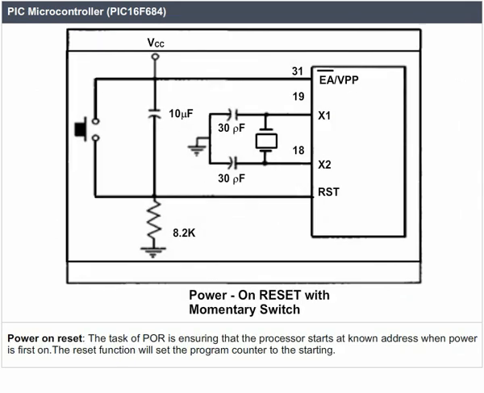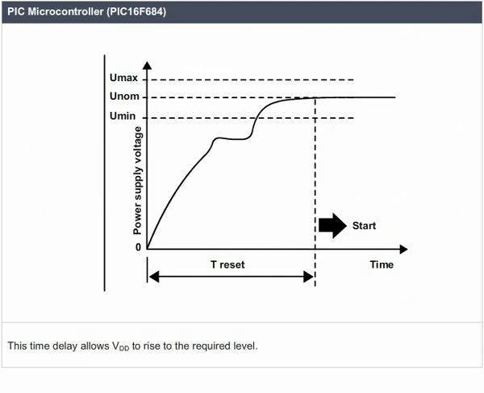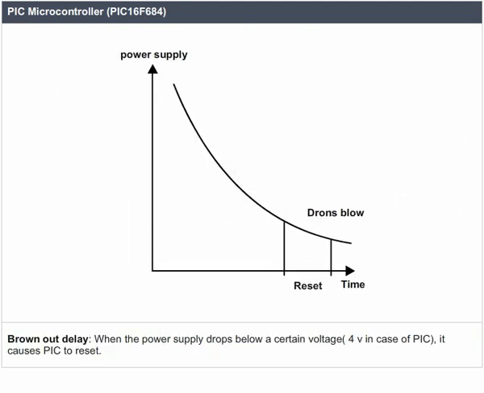Power on reset. The task of POR is ensuring that the processor starts at a known address when power is first on. The reset function will set the program counter to the starting address. Power up timer. A special timer that delays the start of program execution after the PIC has been reset on power up. This time delay allows VDD to rise to the required level. Brown out detect. When the power supply drops below a certain voltage, 4 volts in the case of the PIC, it causes the PIC to reset.